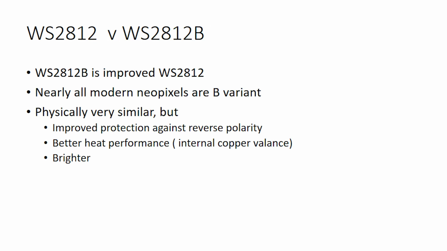If you go out and buy one this afternoon or tomorrow, you'll probably get 2812B NeoPixels. The reason for this being that the 2812B has an internal copper valence, which gives it better heat performance, means it can draw more current, which means it can put more light out, and it's got protection against, it says here, reverse polarity. But a bigger problem with these things isn't reverse polarity, but it's overshoot, where your power supply, apparently they particularly dislike bench power supplies.